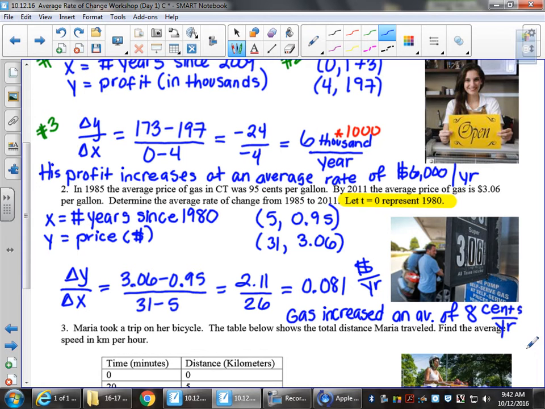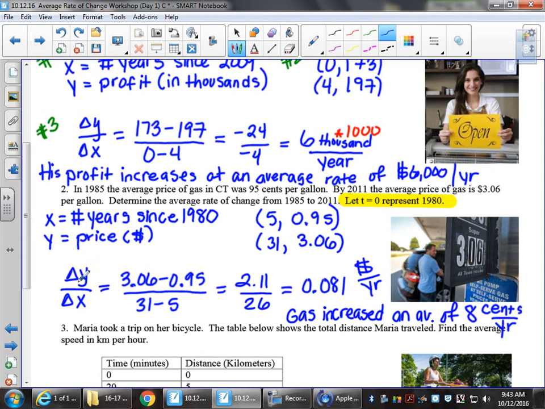So for the purpose of the math itself and getting ready for the SAT, we'll take it out to 3 decimal places. But then in our brief little sentence, we'll get our real world meaning. 8 cents per year. Very good. What's different about number 3? It has a table. So go ahead and read number 3. Well, it says Maria took a trip on her bike. The table below shows the total distance she traveled. Find the average speed in kilometers per hour.